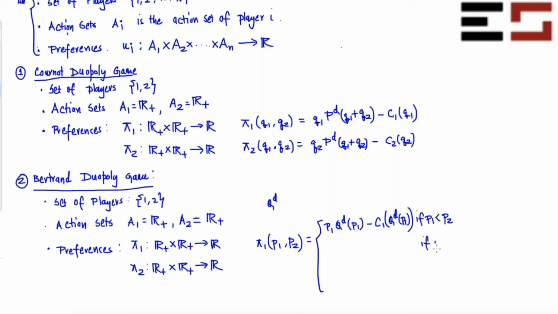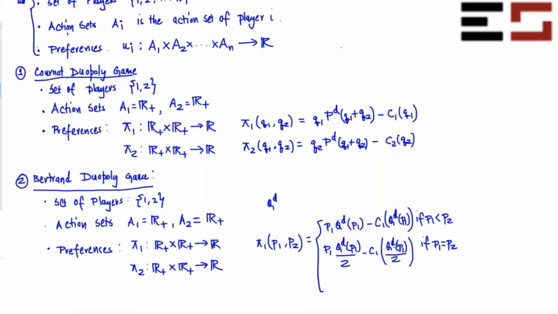And if P1 is equal to P2, I'm assuming that the tie-breaking rule here is that the market will be split equally among the two firms. What that means is that only half of the demand will be met by firm 1, and therefore the cost will be the cost associated with half the quantity. Please note that it is not necessarily half the cost.